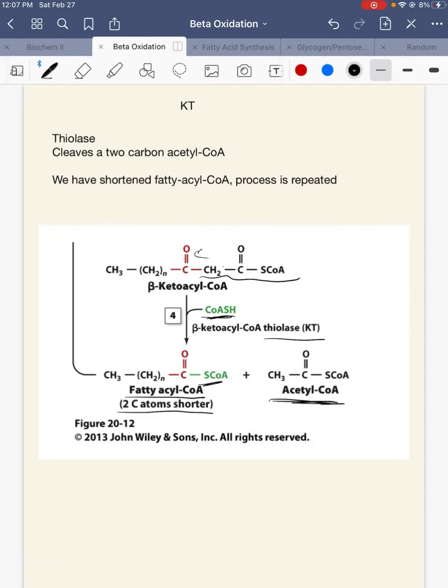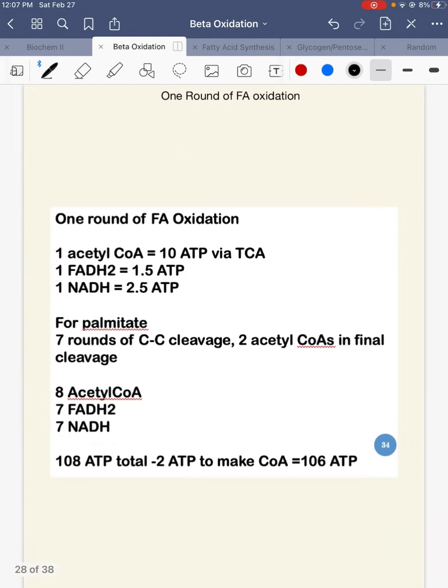We make our acetyl-CoA. So if we're in a low energy state, if we have low blood sugar levels, it can activate pyruvate carboxylase, and we can run gluconeogenesis in the liver. In the muscle or the heart, it can go into the TCA cycle and make even more energy for the cell. But basically, whatever the cell needs, acetyl-CoA can go into a lot of things. The liver can even make ketone bodies with it. Okay, so basically we get a fatty acyl-CoA that's 2 carbons shorter, and then we make an acetyl-CoA. Okay, so let's look at one round of fatty acid oxidation using palmitate, which is a 16 carbon fatty acid.